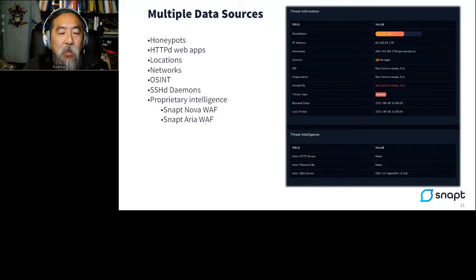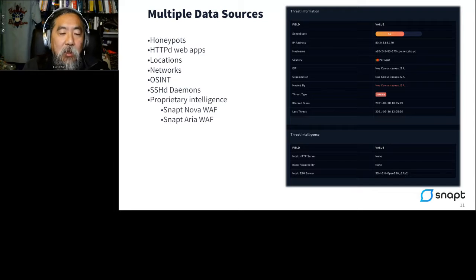We can look at the logs on our HTTP-based web applications. We can look at locations, geolocation. We can look at the network statistics. OSINT, open source intelligence. And we'll talk about that a little bit because some people tend to have thoughts about open source intelligence. We can look at the SSH daemons in terms of people logging in and off of various servers and applications. And of course, there can be proprietary intelligence as well.